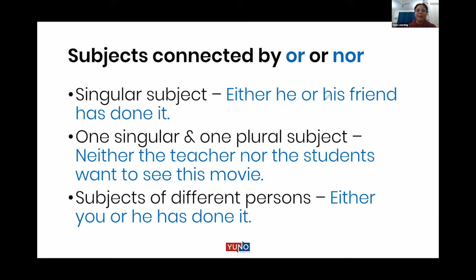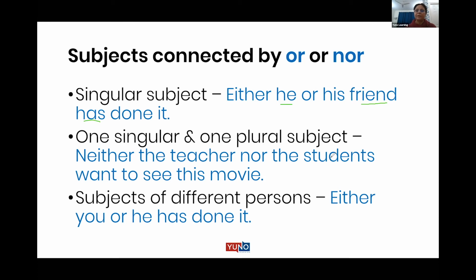So either he or his friend. Which is the subject that's closer to the verb? Here both are the same. He, his friend, so has done it. Now, in case we change it, one is singular and one plural. First thing to remember is to place the plural subject next to the verb.